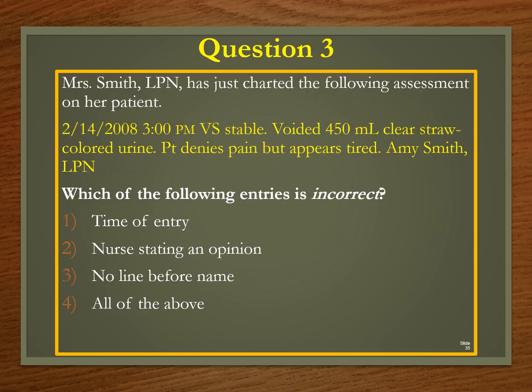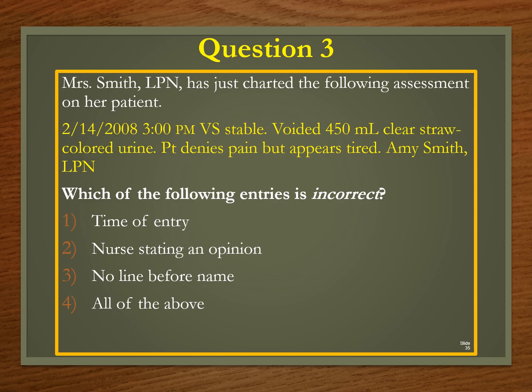All right, question number 3. Mrs. Smith, LPN, has just charted the following assessment on her patient. February 14th, 2008, 3 o'clock p.m., vital signs stable, voided 450 milliliters, clear straw-colored urine. Patient denies pain but appears tired. Amy Smith, LPN. Which of the following entries is incorrect? Is it the time? Is it the nurse stating an opinion? Is it no line before name? Or is it all of the above?